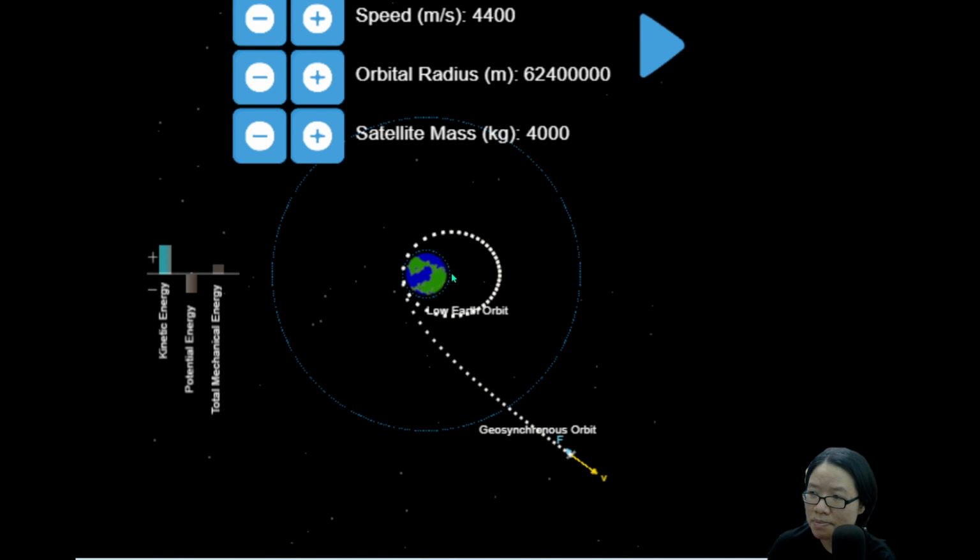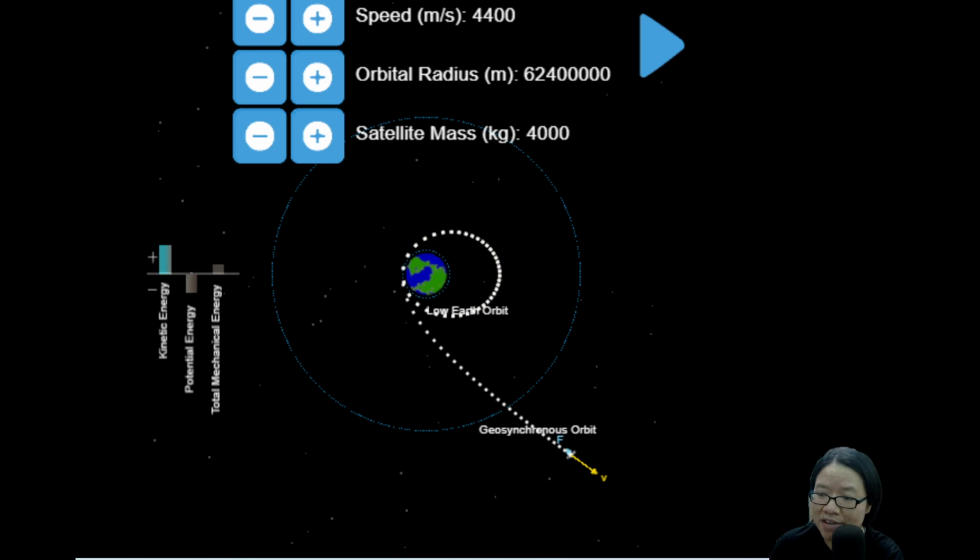Whether it's circular, the small one, elliptical, or you manage to escape the Earth's gravitational field and travel in a straight line to infinity and beyond, depends on the speed. If there is a way for me to boost my rocket, my satellite, such that it has enough kinetic energy so that the mechanical energy is no longer in the red, then we can escape. But so far, we can't.